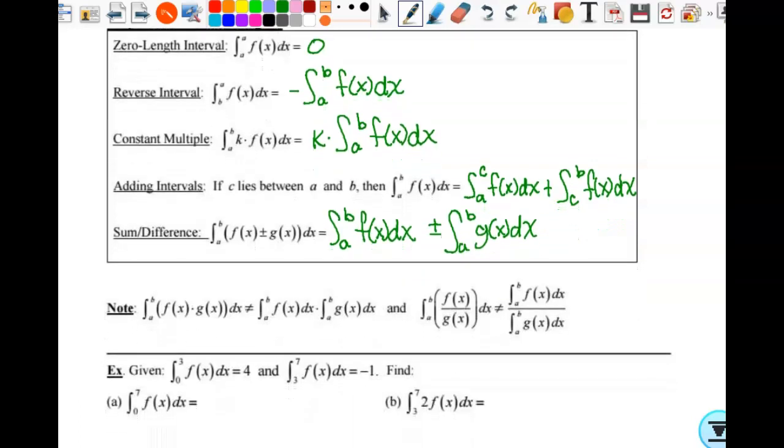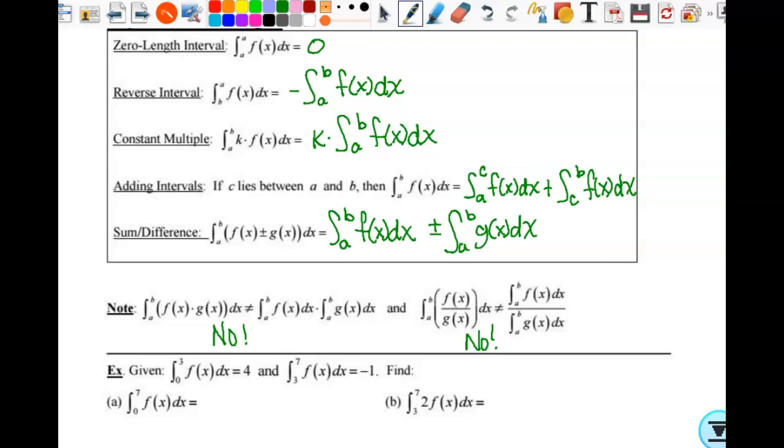Now here's what we can't do. Notice here, if I have 2 functions added inside of an integral, I can separate it into 2 integrals. If the 2 functions are being multiplied, I cannot separate that into 2 integrals that are being multiplied. This is a big fat no. Same thing with division. If I have division going on the inside, I do not get to change that to 2 integrals that are being divided. So this is a big fat no. So the multiplication works only if it's a constant, and then addition and subtraction, but no division, and no multiplying the functions.